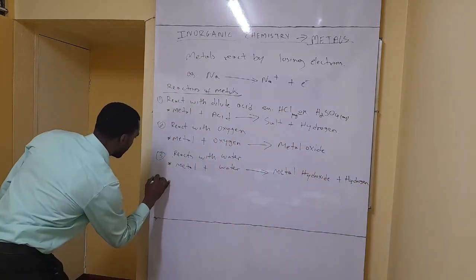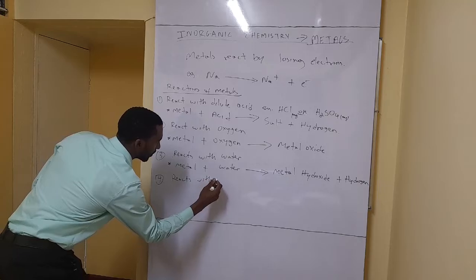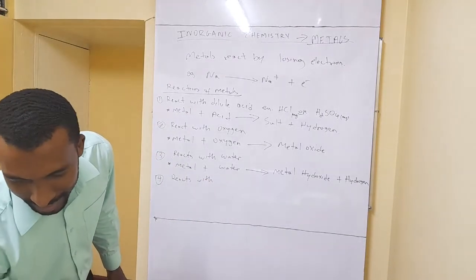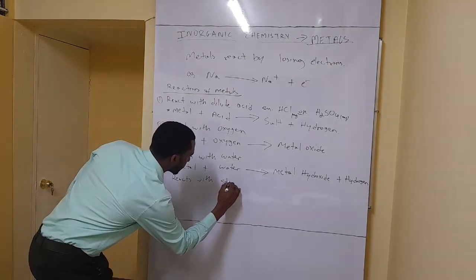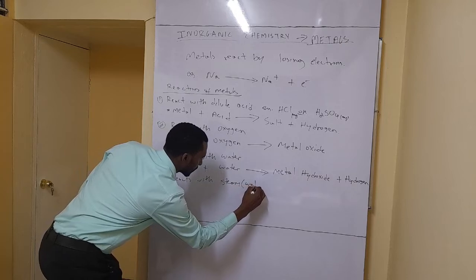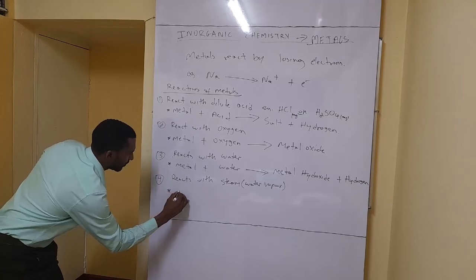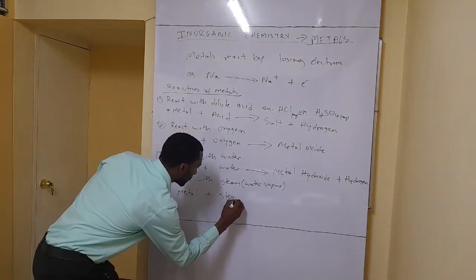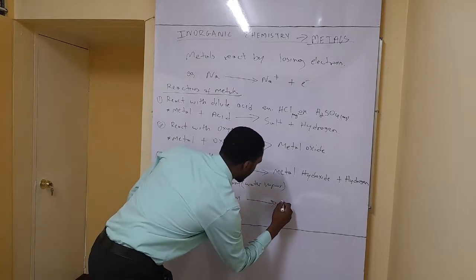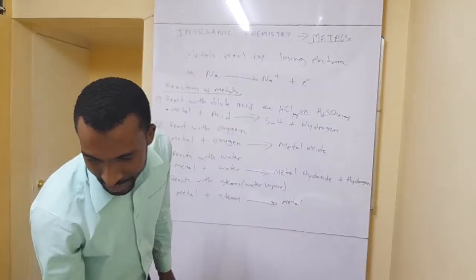Right? And then finally we have the metal react with steam. So it is basically water vapor, right? Alright? And so it's going to be metal plus water vapor, or put steam, produce metal oxide plus hydrogen.